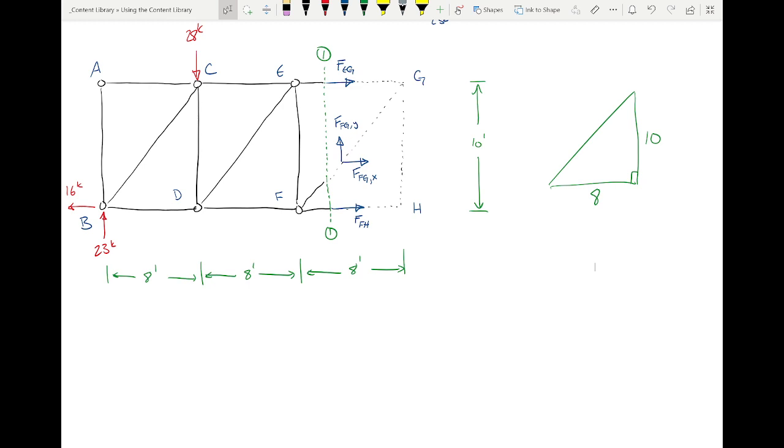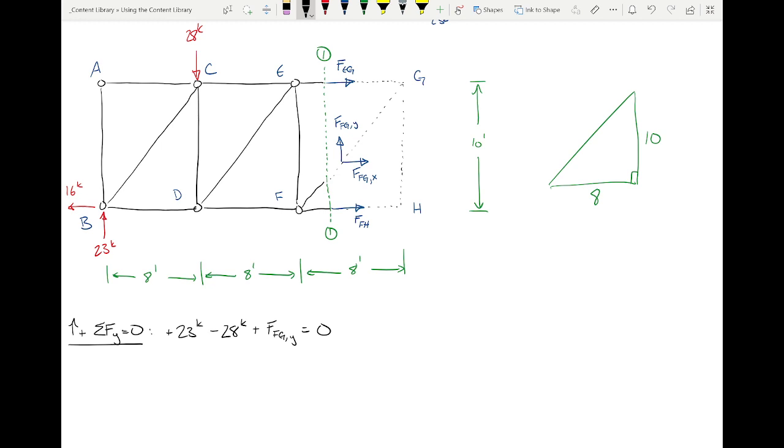Sum forces in the y direction. Let's do that and see what we get. So we sum forces in the y direction. We have 23 acting up, positive, minus 28 acting downward, plus FGY acting upward is 0. We don't consider the other forces on the truss because we're not looking at the truss. We're looking at a section of the truss. So we only consider the forces on this section, which is 23, the negative 28, and FGY.